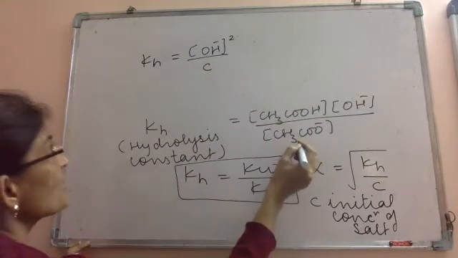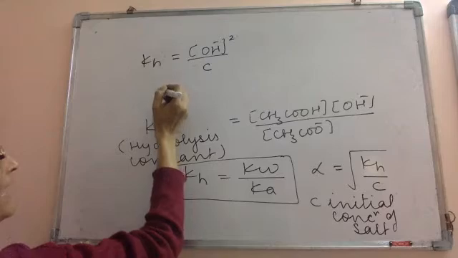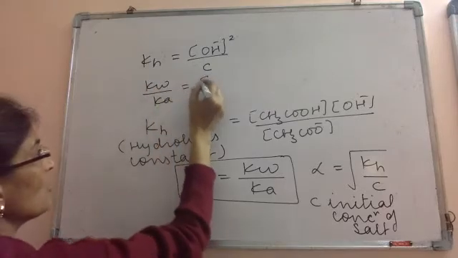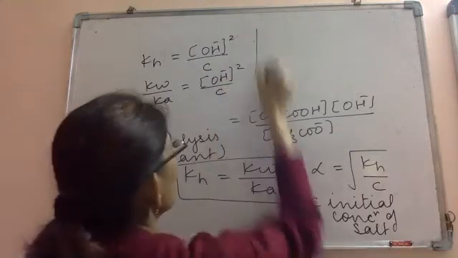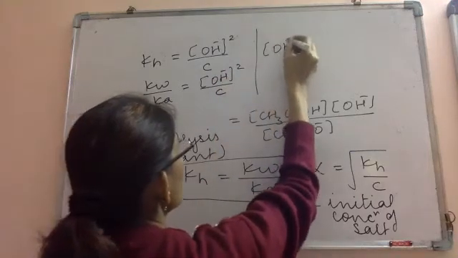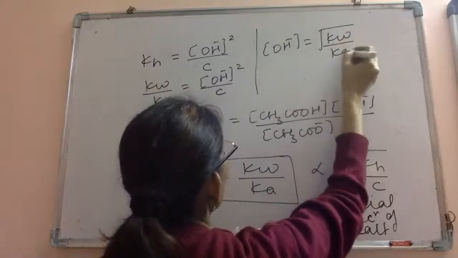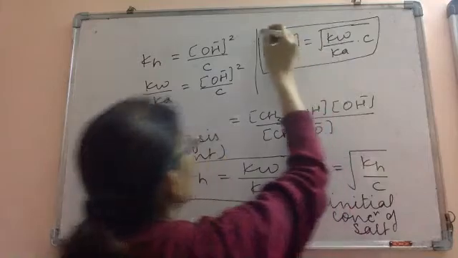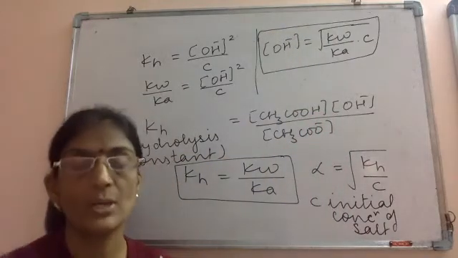This C is the initial concentration of salt. So here we can put KW by KA, which is equal to OH minus square upon C. So the OH minus concentration will be under root of KW by KA into C. From here you find OH, from OH you find POH, and from POH you find pH.